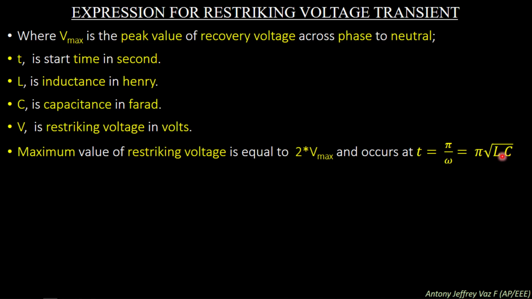So these two quantities are creating the time varying variable t, which decides the frequency of the oscillation, and the maximum restriking voltage will be equal to 2 into Vmax. Thank you.